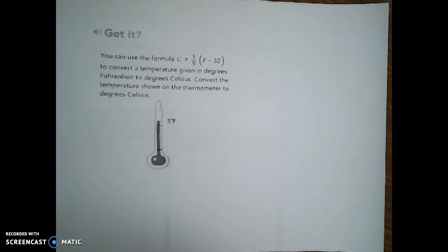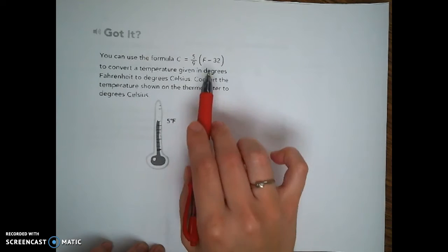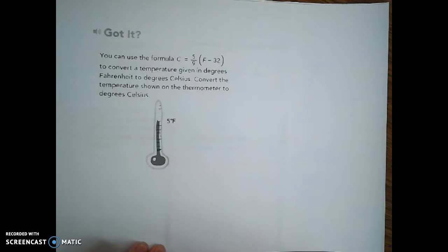Next one, and this is in your book, you can use the formula C equals 5/9 times F minus 32 in parentheses to convert a temperature given in degrees Fahrenheit to degrees Celsius. Convert the temperature shown on the thermometer to degrees Celsius. So here this is going to be equal to our degrees Fahrenheit, and we have 5 there.